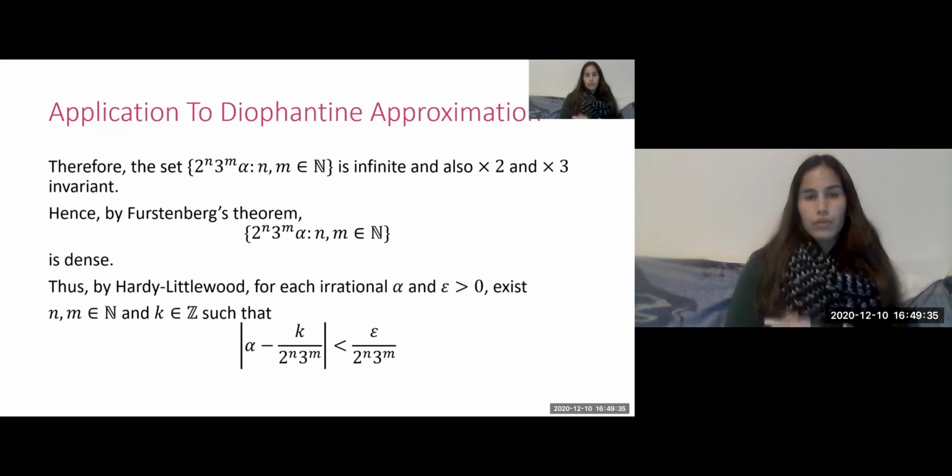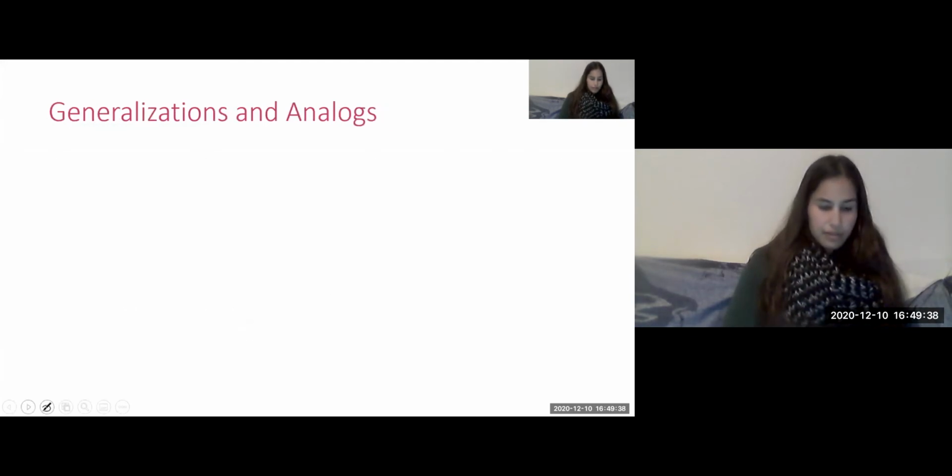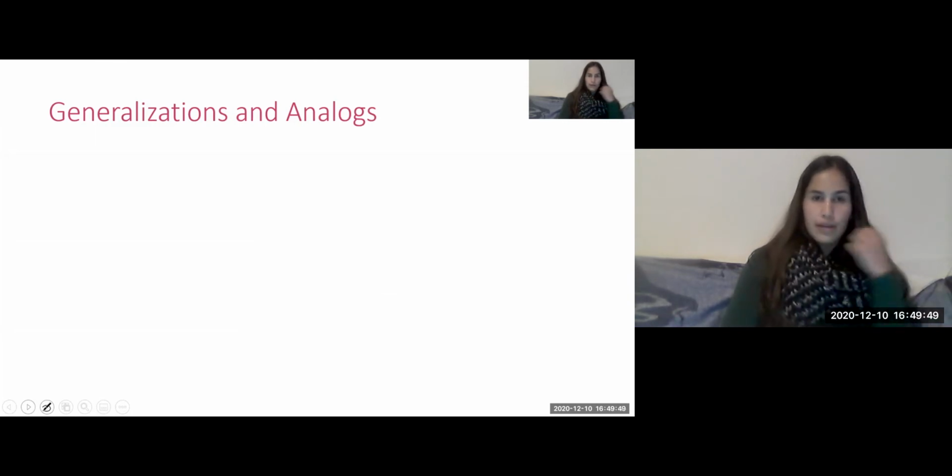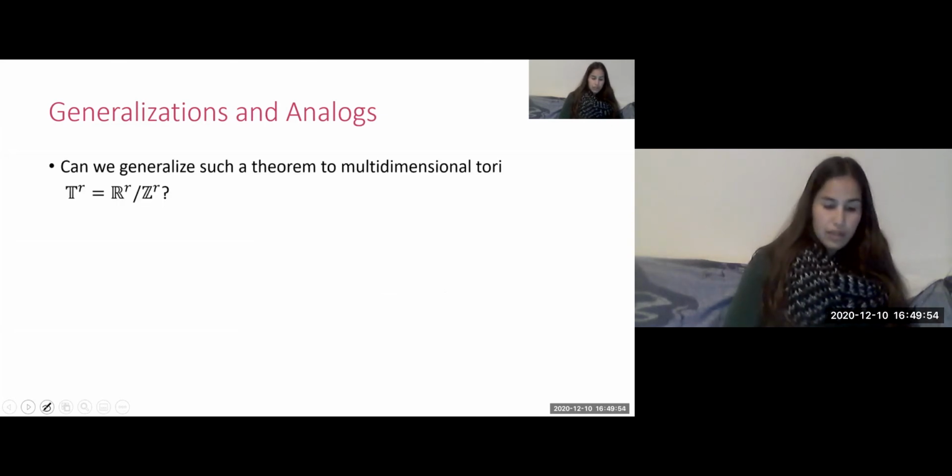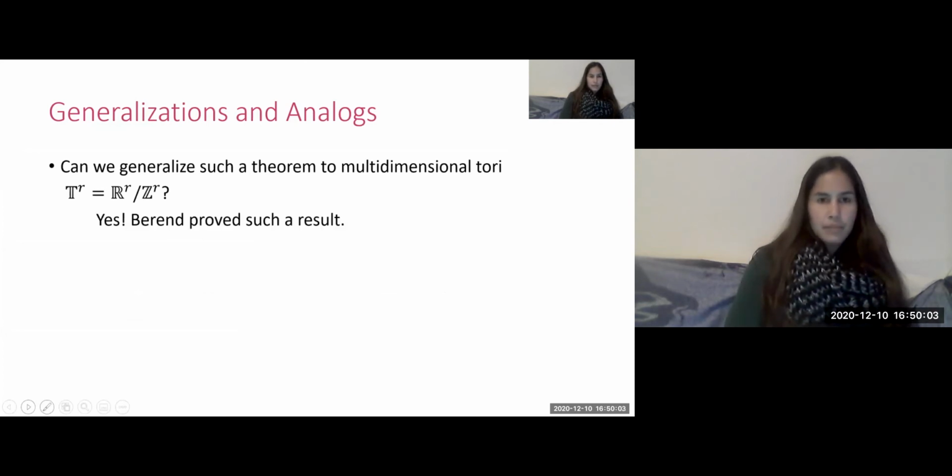And now another question that we could ask, we could ask some more questions. Like, firstly, can we generalize this? What does generalize mean? In this case, we talked about the one-dimensional torus, but we earlier discussed that there is multi-dimensional tori as well. So one question is, can we generalize this for a multi-dimensional torus? For example, this torus here. And it turns out that the answer is yes. Daniel Berend from Ben Gurion University proved such a result, and I'll discuss this shortly.